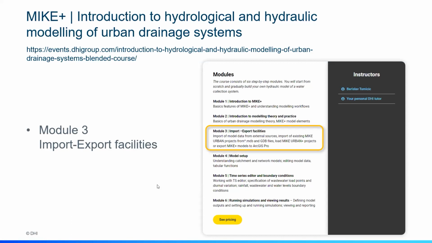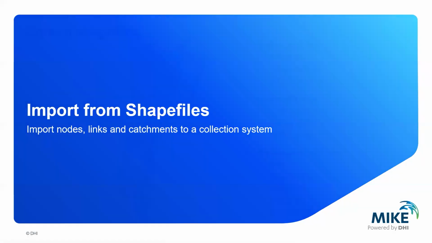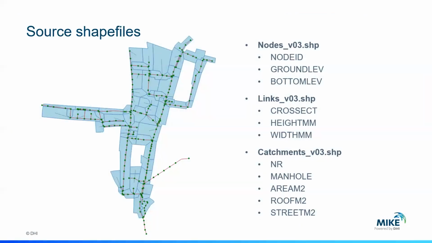Okay, so let's start with the shapefiles. And I'm more or less immediately switching to Mic Plus. First I want to show you how the data looks like we want to import. We have 3 shape files here, one with nodes, the ID, ground level, bottom level. We have links with a cross section, the height and the width of the pipe. There is no ID here, by the way.